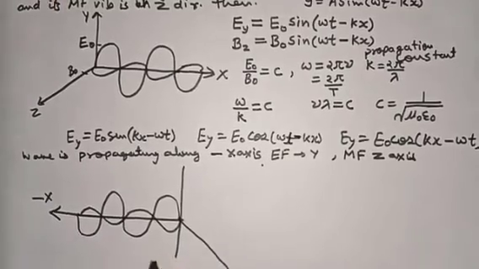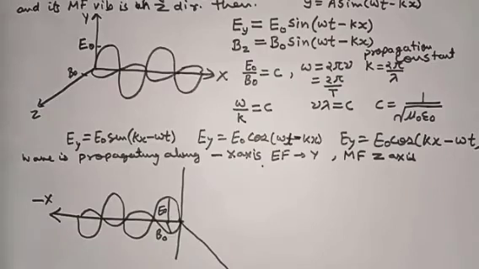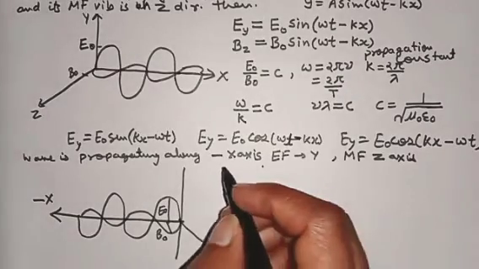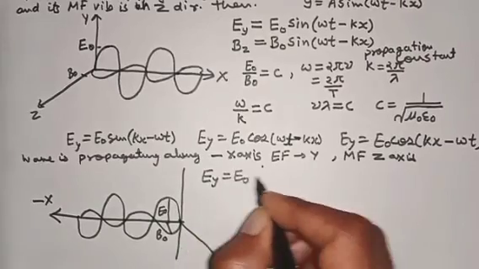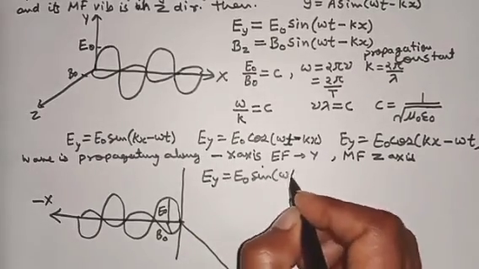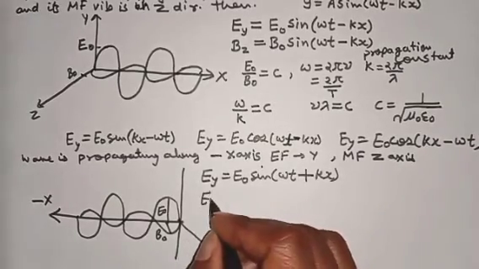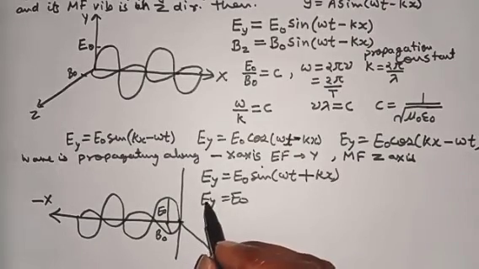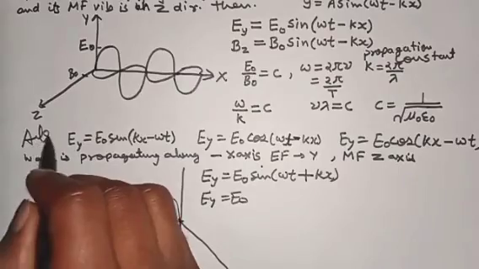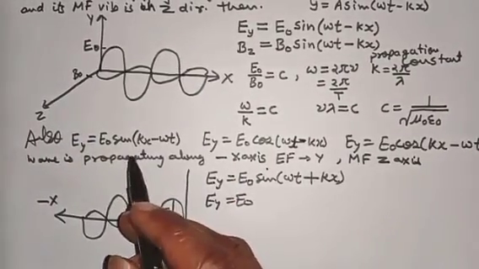As you can see here, that's all. So what will be the change here? Ey equal to E naught sine omega t plus kx, or it can be Ey equal to E naught cos. With this, the graph will somewhat change, but it is also available. Don't correlate it with this graph, for these, the graph will change.